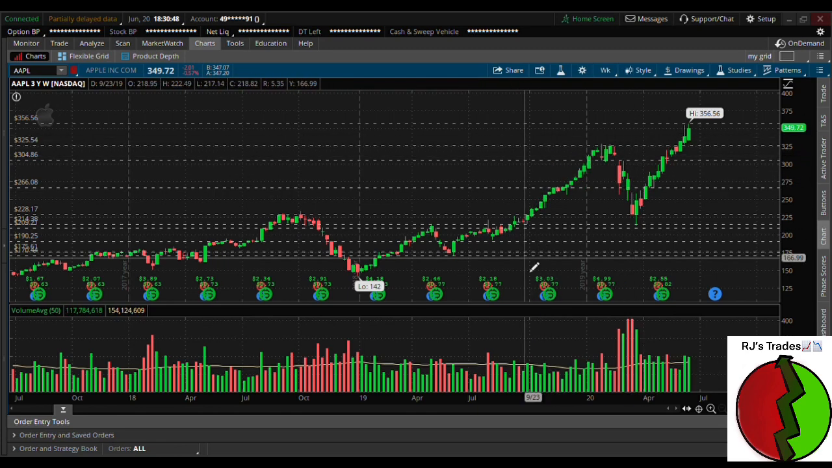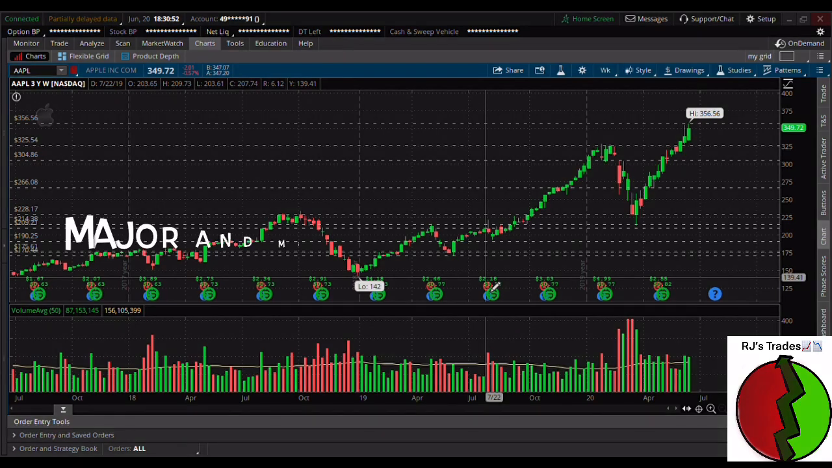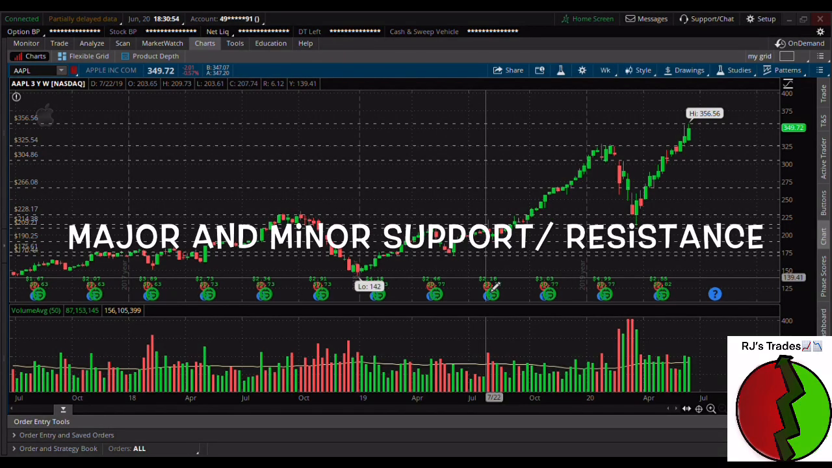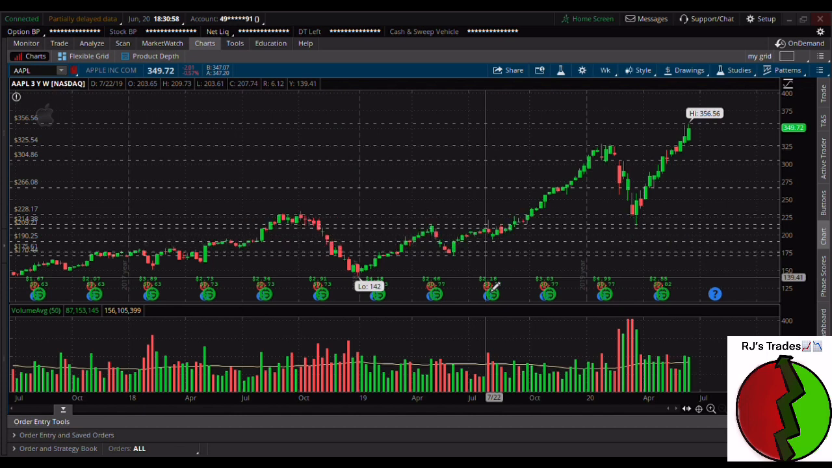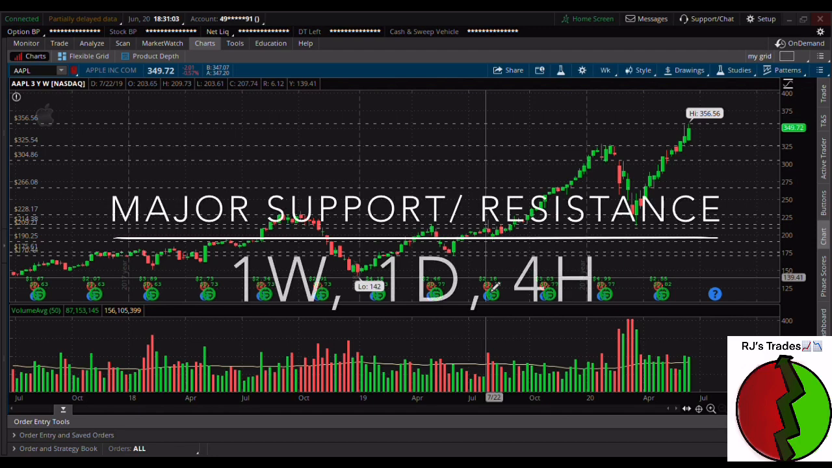large time frame. Now this is what I'm going to call my major supports and resistances. I like to break it down into two categories: a major support or resistance and a minor support or resistance. The major supports and resistances are going to be the ones found on a 1 year, 3 year, 1 week chart, a daily chart, and a 4 hour chart.